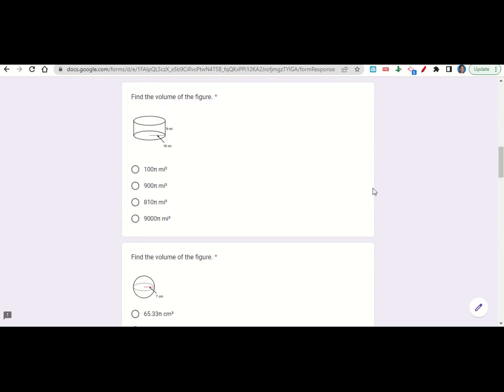Now let's take a look at this one. Now we have a cylinder, which the volume of a cylinder is pi r squared h. So in this case, we have r is 10. So we're going to take 10 and square it, which is 100. And then multiply it by the height, which is 9. So if we take 100 times 9, we get 900, which is this one here.